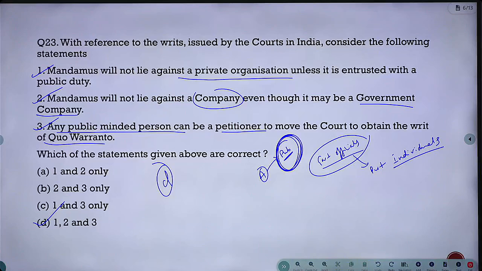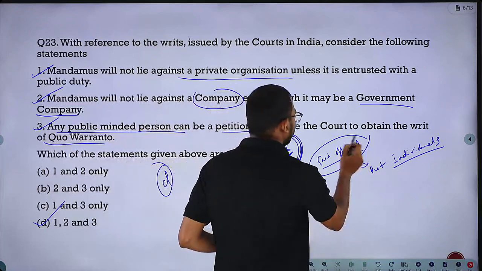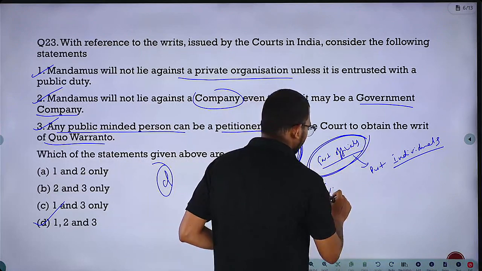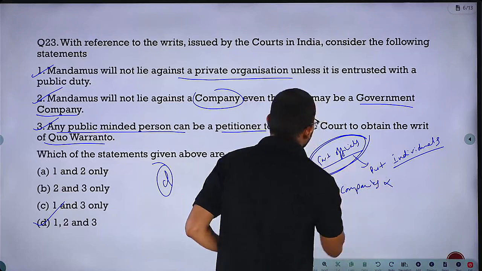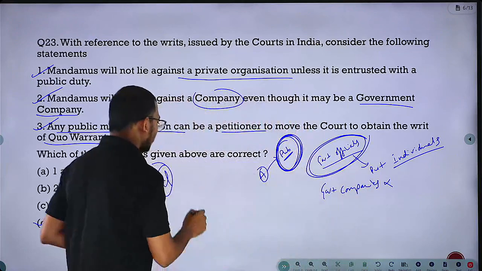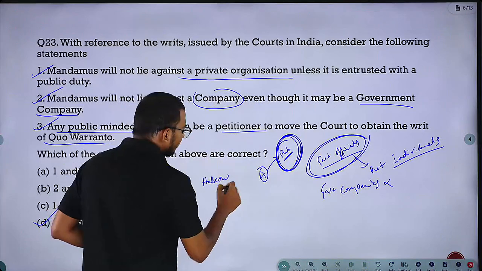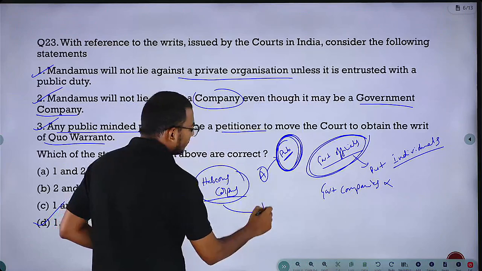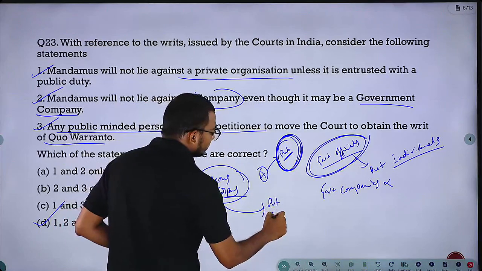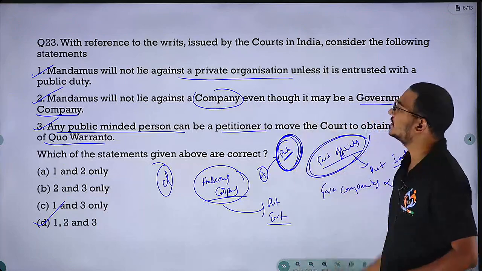Fine, good to go. So this mandamus, you need to remember two important things here. It applies only to government officials, not to government companies. And one more thing you need to remember here is, in the writs only habeas corpus is applicable to both private and government officials or individuals. So here these three statements are correct.